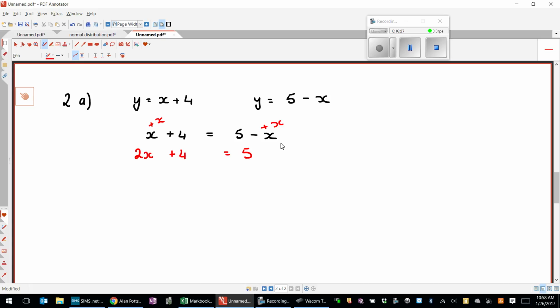As you notice, we dealt with the x bit first. Now we deal with the numbers. You can do it either way round. So what do we do next? Subtract 4. So we're left with 2x equals 1.